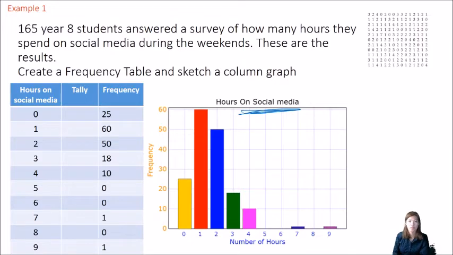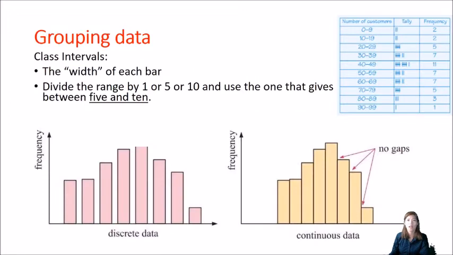What happens though if the next question gives us data that is not whole numbers? What do we do about that? How do we label the horizontal axes? That's when we're looking at grouping data.